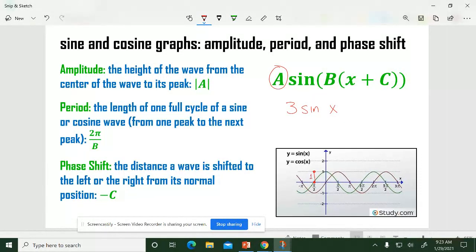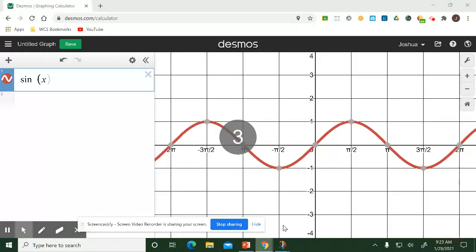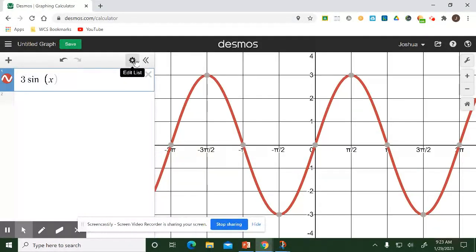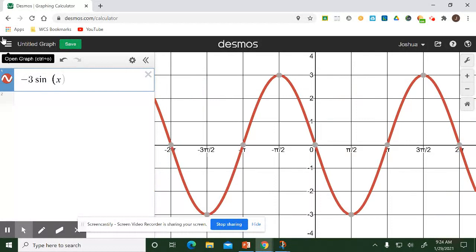And you'll notice the formula for amplitude right here is the absolute value of A. So let's look at that really quick. I'll pull up Desmos. Here's your standard sine function, sine of x. If we multiply this by 3, all of a sudden our amplitude goes from 1 to 3. So now the amplitude, if we measure it from the middle to the top, is 3. But if we did a negative 3, it flips the graph, but the amplitude remains the same. The measurement from the middle to the top is still 3. So that's why amplitude is an absolute value.